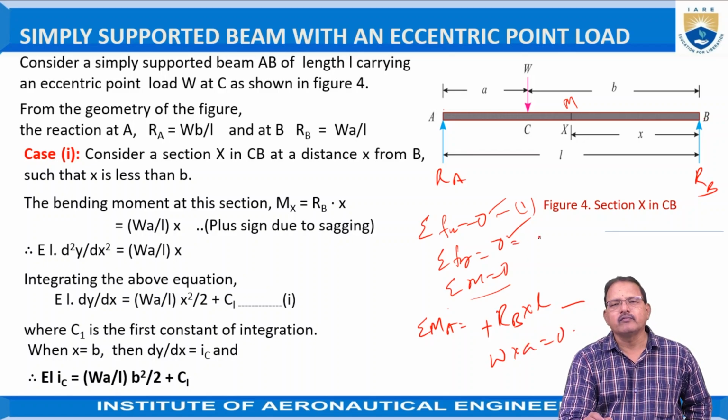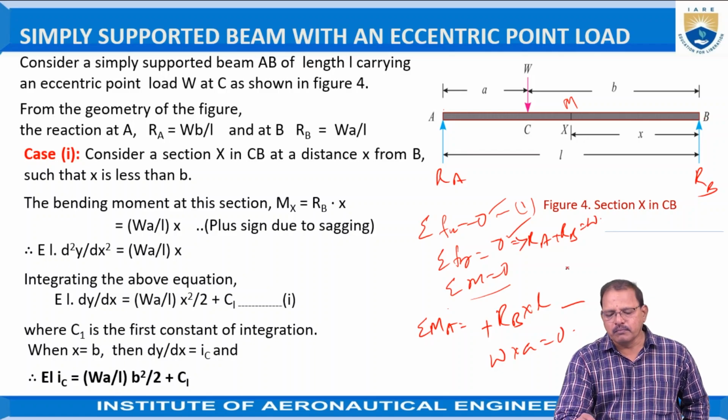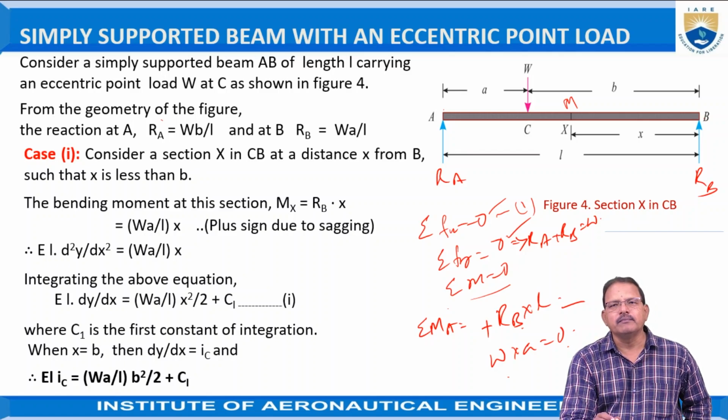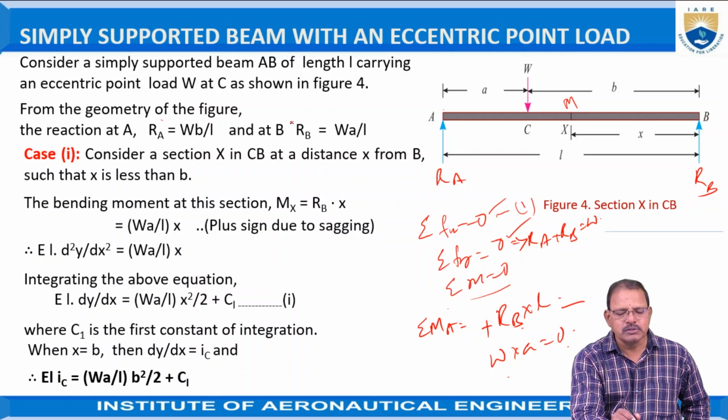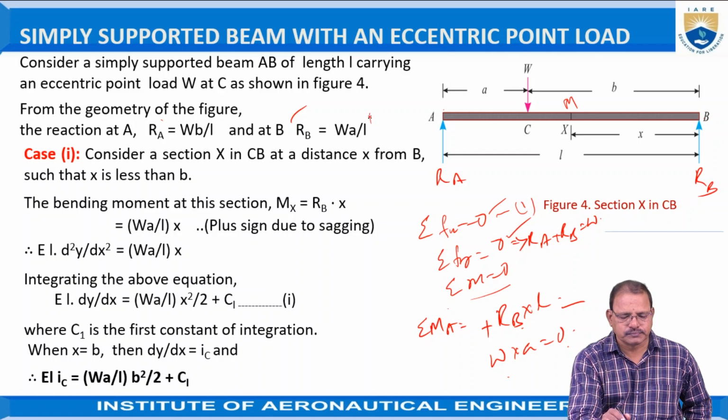So the first equation, the vertical force balance, is RA plus RB equal to W. By solving these two equations, RA plus RB equal to W as one equation, and the second one RB into L equal to W into a, we get the RA and RB values. On doing this calculation, we get the reaction at A, RA, equal to Wb divided by L, and the reaction at B, RB, equal to Wa divided by L.